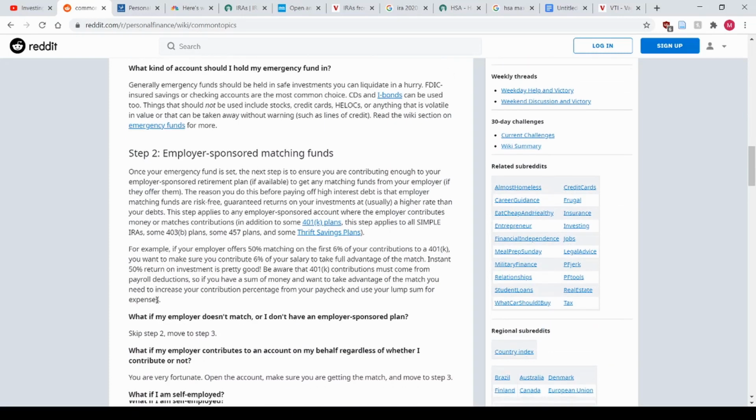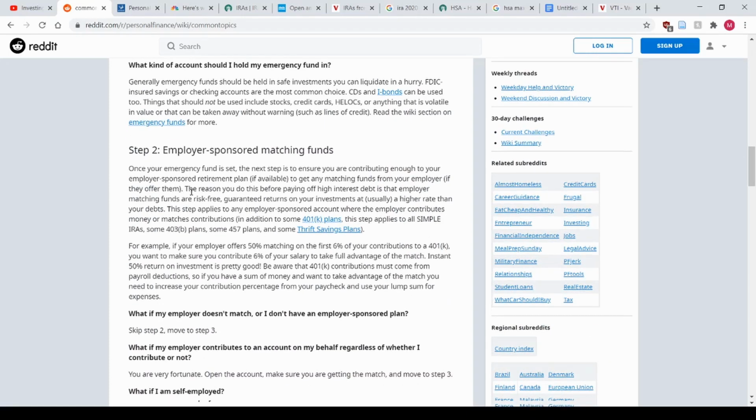Step two is employer sponsored matching funds. What does that mean? Hopefully you had orientation with human resources, HR, about what kind of retirement accounts they might offer. Do they have a 401k? Do they have a 403, 457? All these numbers, what do they mean? If you don't know, just ask. Ask what they have, and most importantly, if they match.